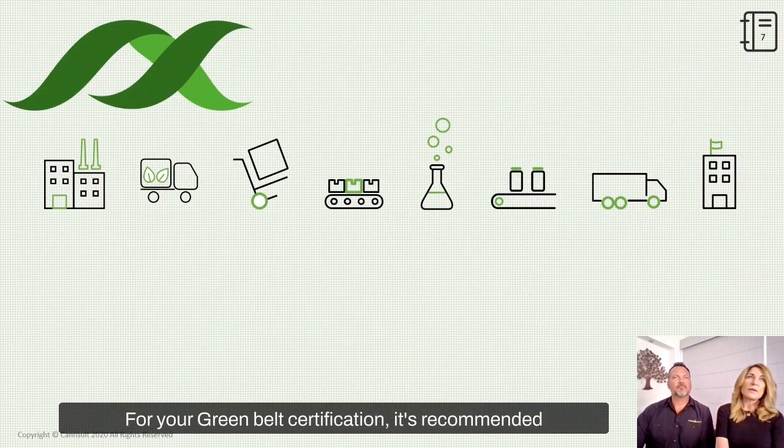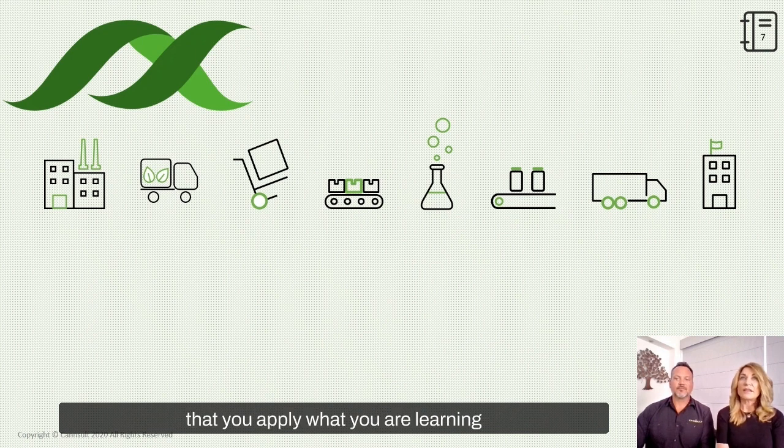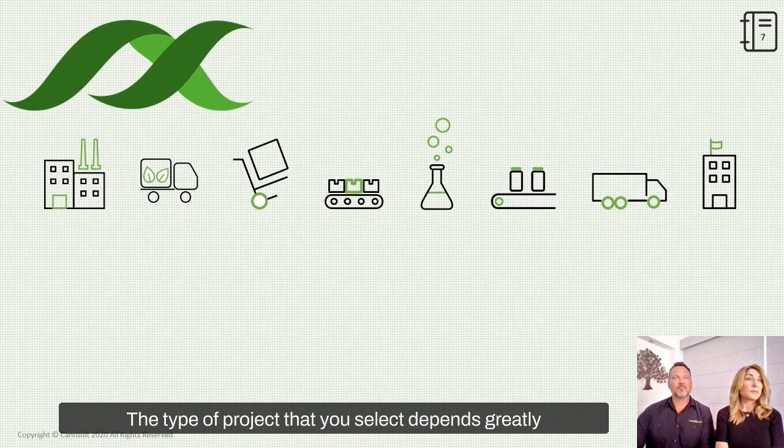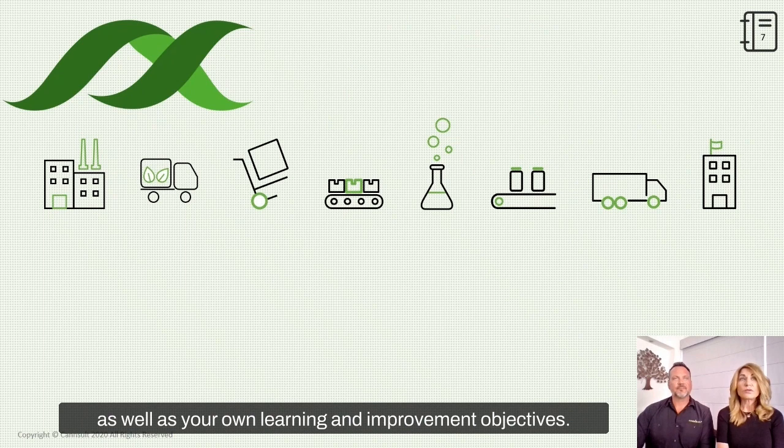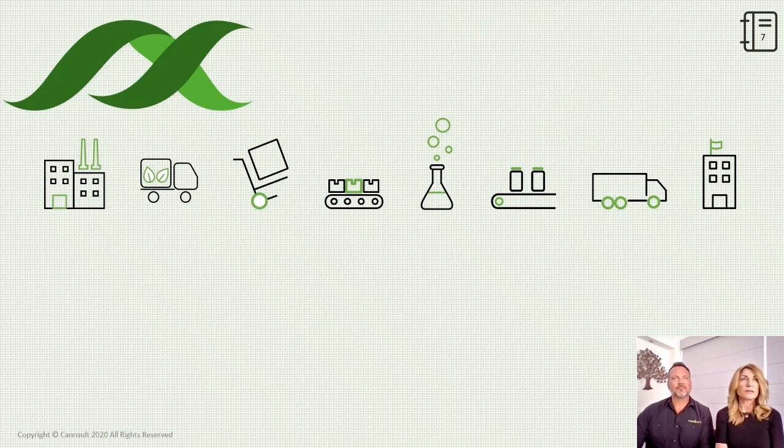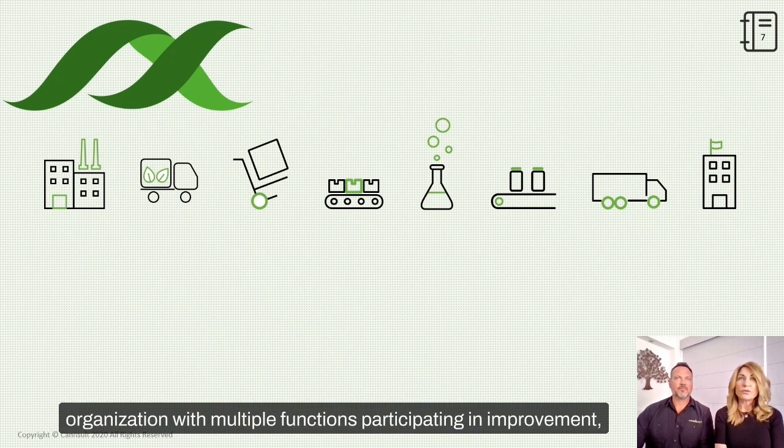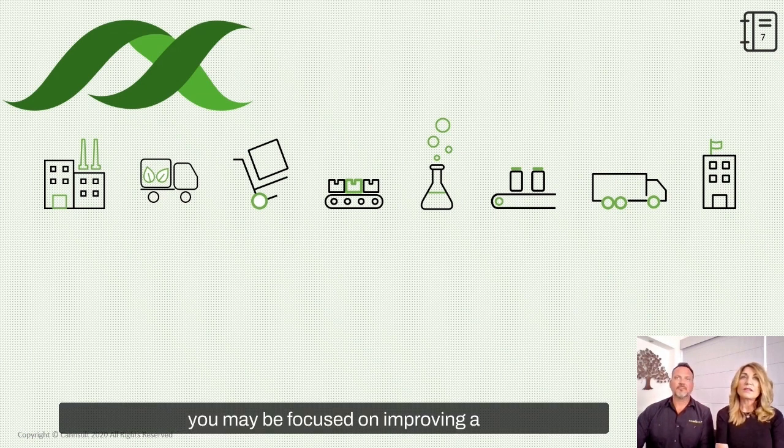For your Greenbelt certification, it's recommended that you apply what you are learning to an actual improvement project. The type of project that you select depends greatly on the type of leadership support that you have, as well as your own learning and improvement objectives. If you're a part of a larger organization with multiple functions participating in improvement, you may be focused on improving a larger segment of the overall business.